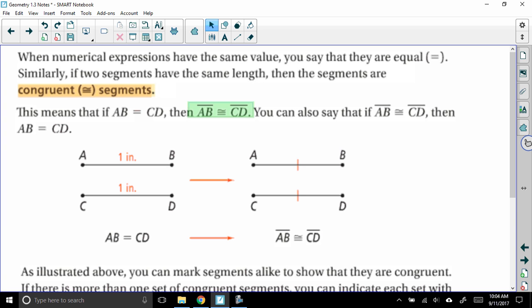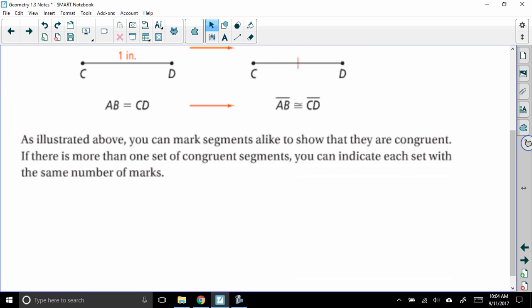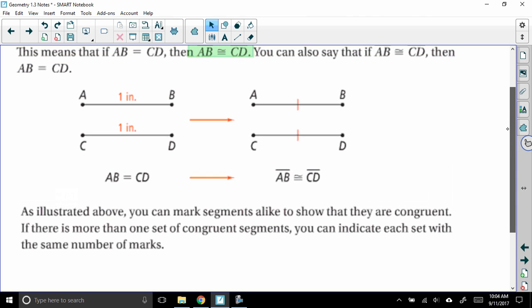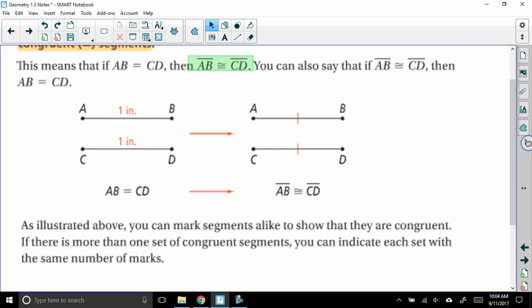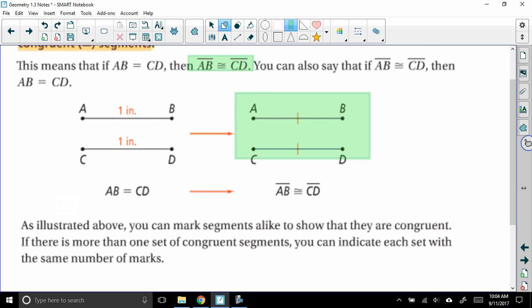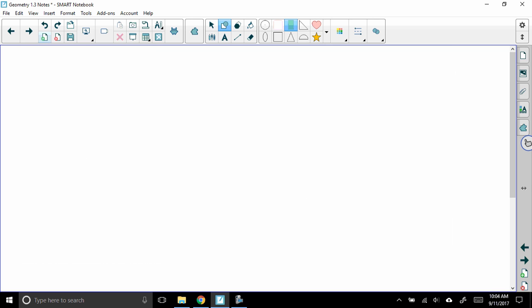What else? As illustrated above, you can mark segments. So they're saying right here that if you have AB and CD that are congruent, we use this little hash mark right here and here. That hash mark denotes that those segments have the same length. Okay. So sometimes it'll be helpful to mark up a drawing.